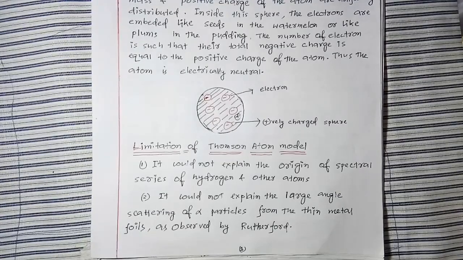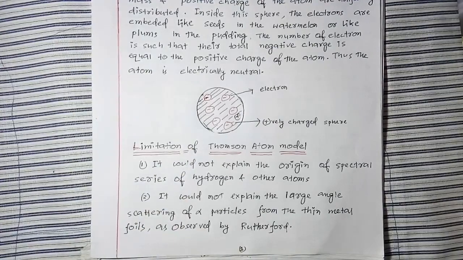That is experimentally found, but in the plum pudding model we don't have any evidence that an electron could jump from one orbit to another orbit, and that is why they could not emit any radiations. These limitations you will understand after some time, whenever we discuss Bohr's model, then it will be clear to you. So for the time being, just remember the limitation of the Thomson atomic model, that it could not explain the origin of spectral series of hydrogen and other atoms.